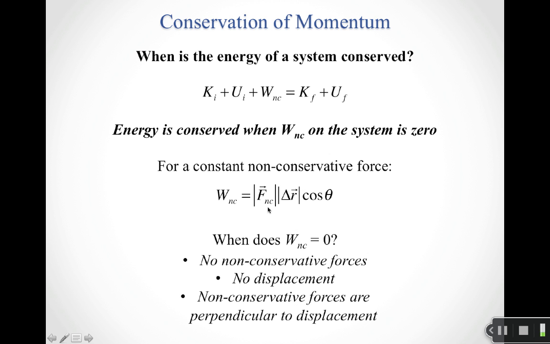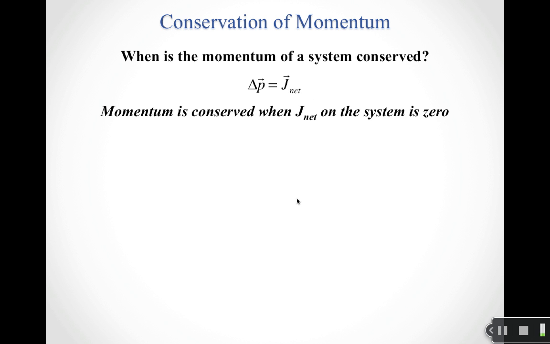The third case is a situation where I have non-conservative forces, and the object those forces act on is being displaced, but the angle between the vectors of the non-conservative forces and the displacement is 90 degrees. So when non-conservative forces are perpendicular to displacements, they do no work. Of course, the one we've seen most often in that situation is the normal force.